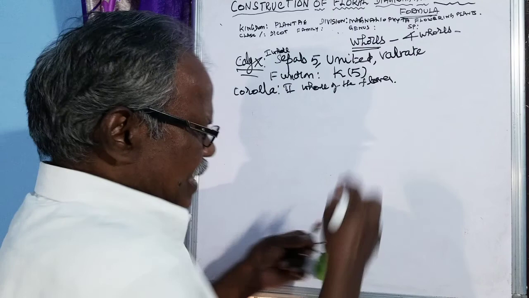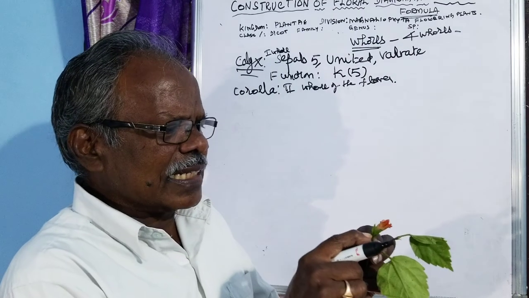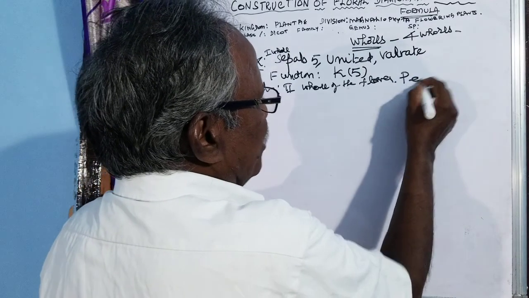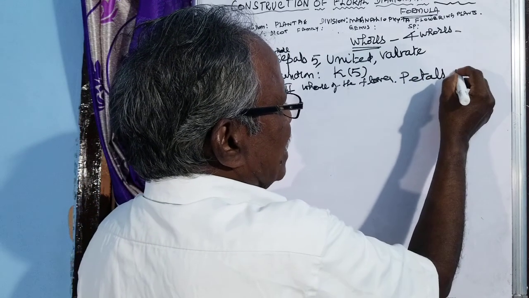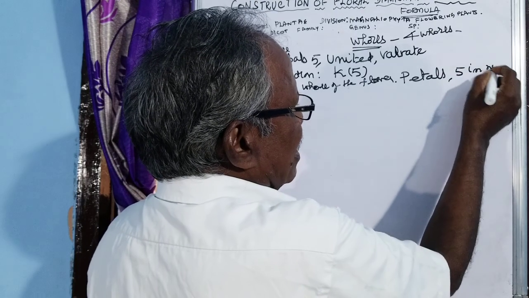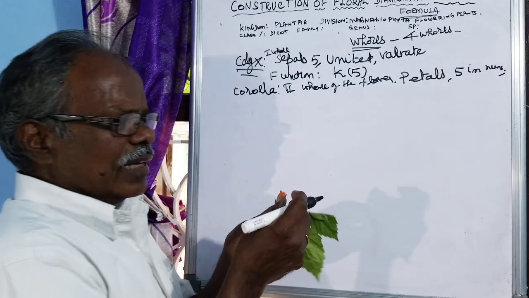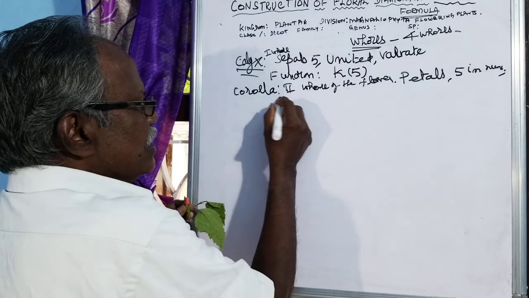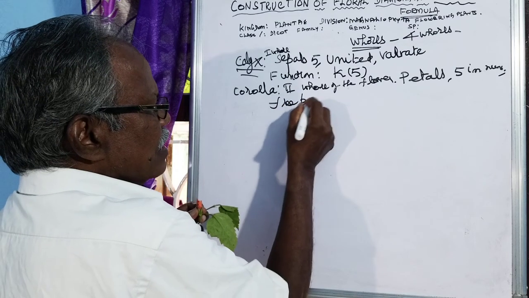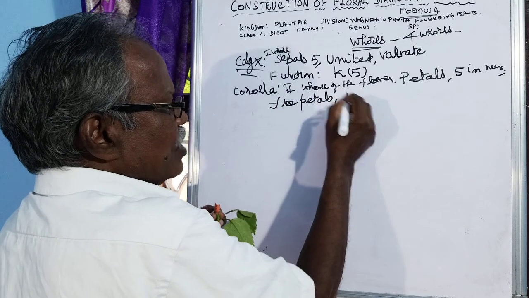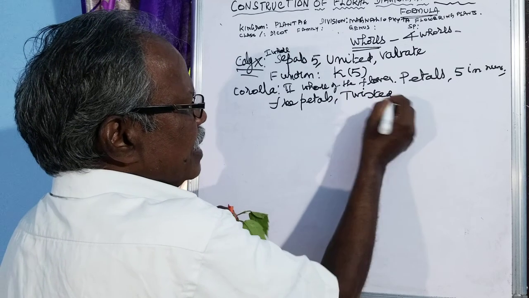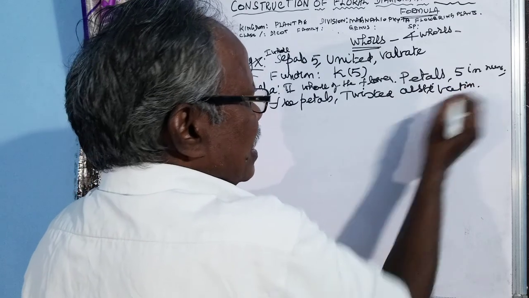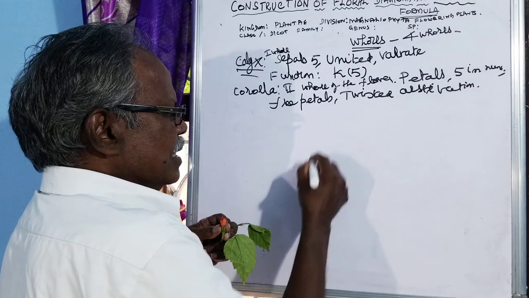That means it is in the second. Outer is calyx. Next to that, corolla. That is made up of petals. Corolla is made up of petals. And petals 5 in number. Here in the case of Malvaceae, one petal is free from the other. So free petals. And estivation is twisted. Twisted estivation means one margin is outer.